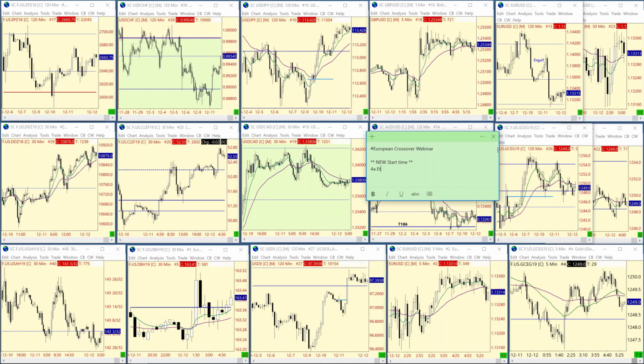We're going to have a new start time, and that's going to begin this Monday. The new start time is going to be 4 a.m. Eastern, which is almost 3 hours earlier. That's really to provide more focus and attention to the European traders in the community. So that'll be 4 a.m. Eastern. Currently right now it's 6:45 Eastern.